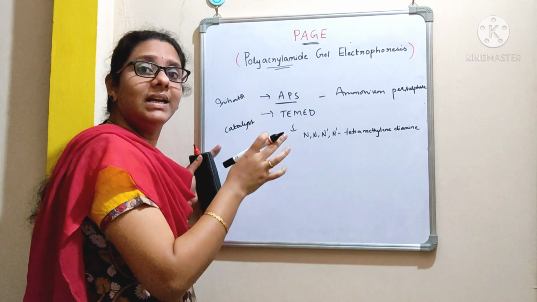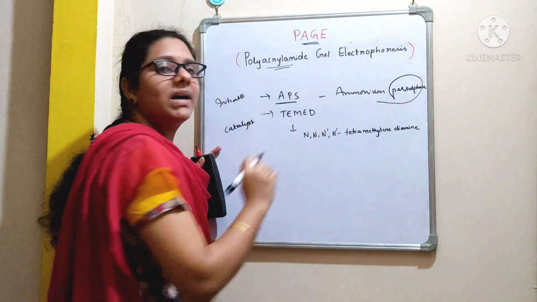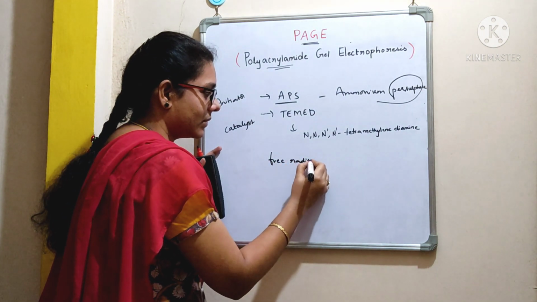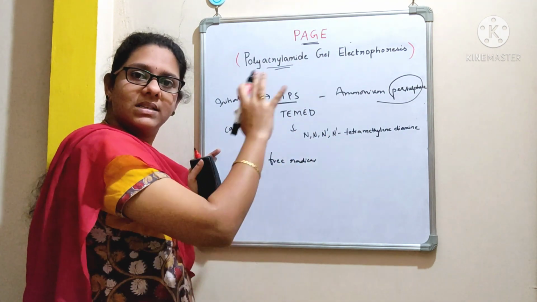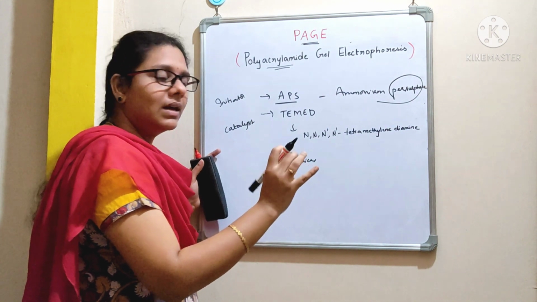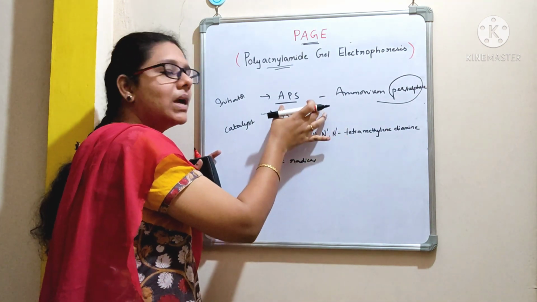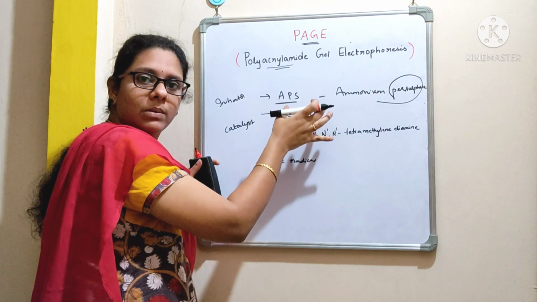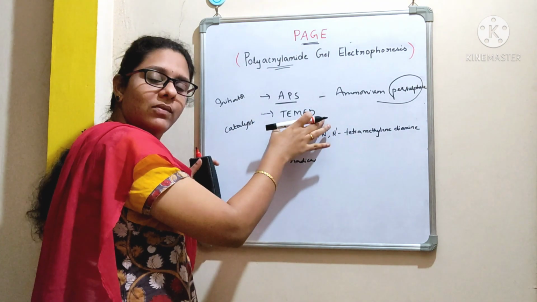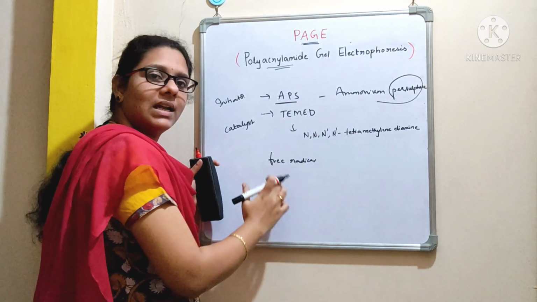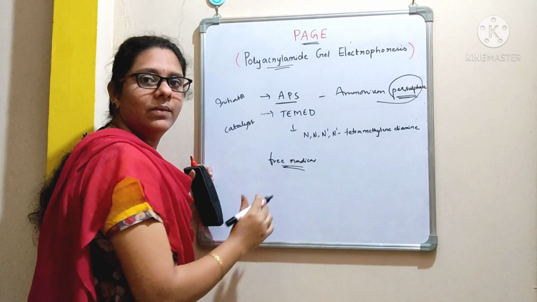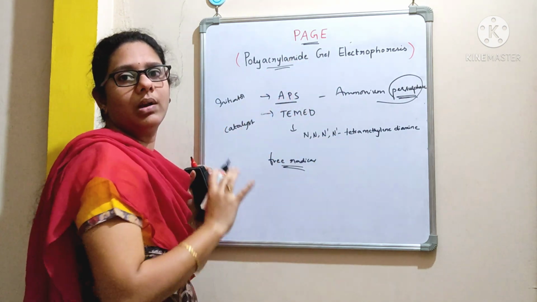What will the TEMED do? It catalyzes the decomposition of persulfate ions, giving rise to a free radical. Listen carefully. This reaction is a free radical polymerization reaction. What exactly happens is the polymerization is initiated by ammonium persulfate. The role of ammonium persulfate is initiation of polymerization, whereas the TEMED, which acts as a catalyst, catalyzes the decomposition of persulfate ions, giving rise to a free radical. So it is a free radical polymerization reaction.